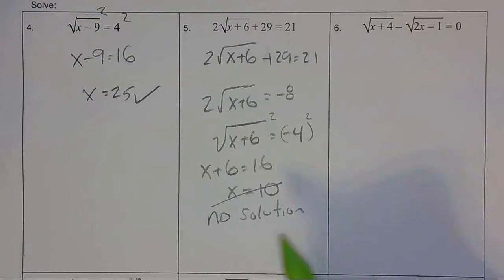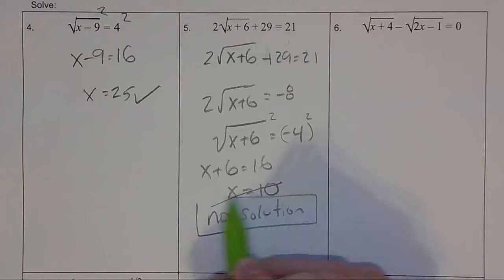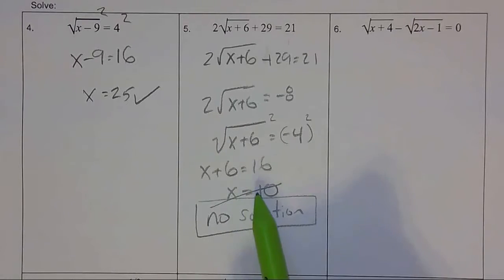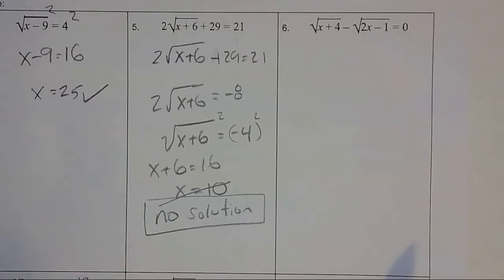So 10 was an extraneous solution, but your actual answer, like if you're doing it on your quiz here in a minute, is going to be no solution. But I may ask, what is an extraneous solution? It's an answer you got, but doesn't actually work. Okay, all right, so moving on to a new type.